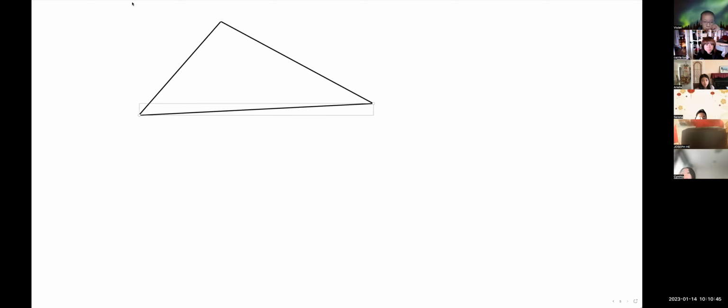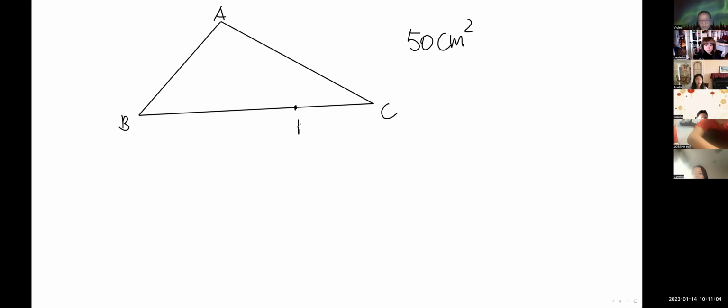Everybody take a look, okay? So this time, the whole triangle ABC is 50 centimeters squared. And I have a D dot, making BD to DC like that. Sorry, this one's not perfect. So BD to DC is 4 to 1.